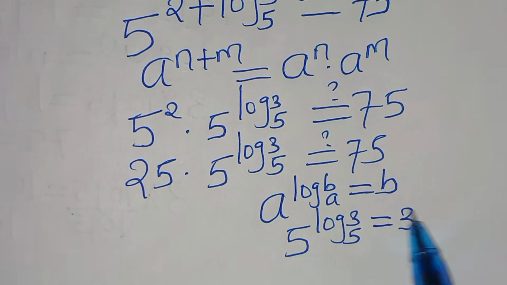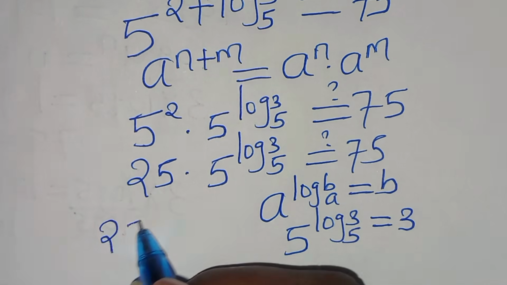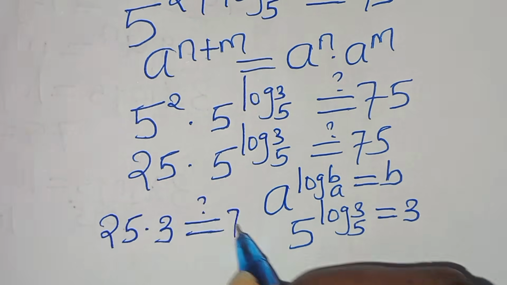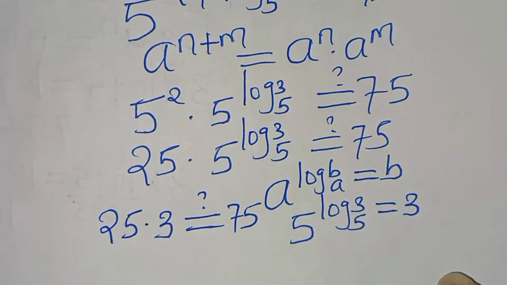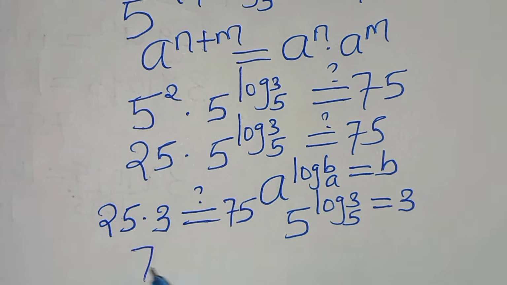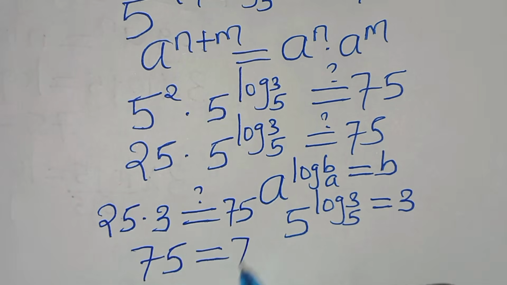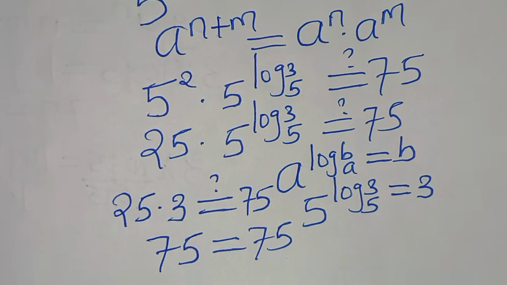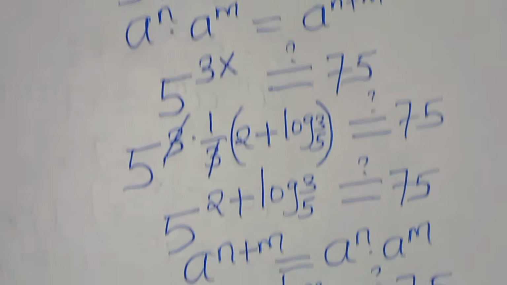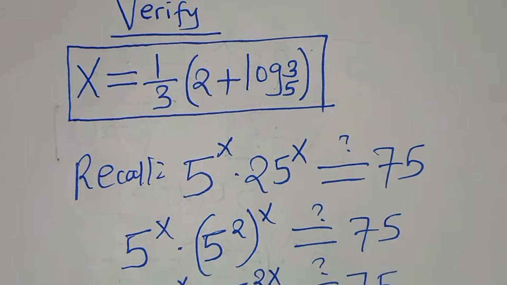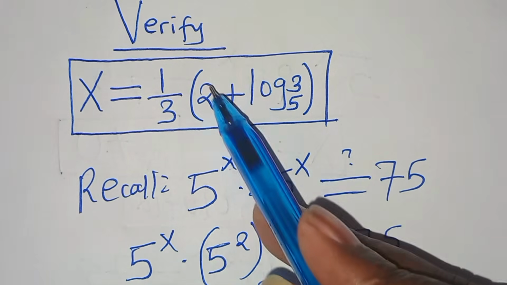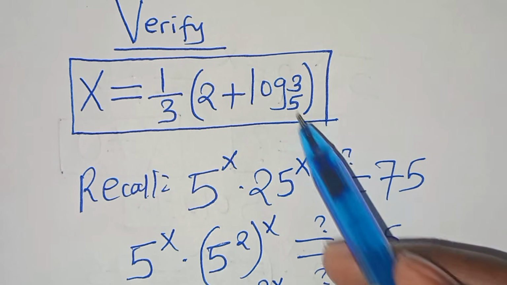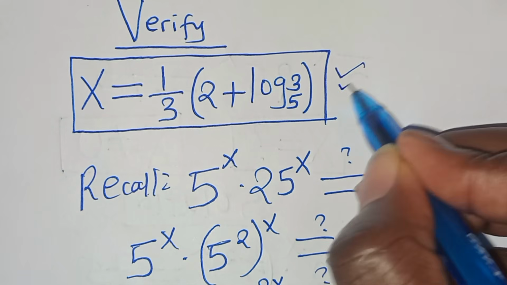So substituting 3 into this equation, then we have 25 times 3. This is supposed to give us a value of 75. So 25 times 3 is equal to 75, which is equal to 75. The left-hand side is equal to the right-hand side. And this implies that the value of x here, which is equal to 1 over 3, into the parentheses 2 plus log 3 to base 5, actually satisfies the equation.